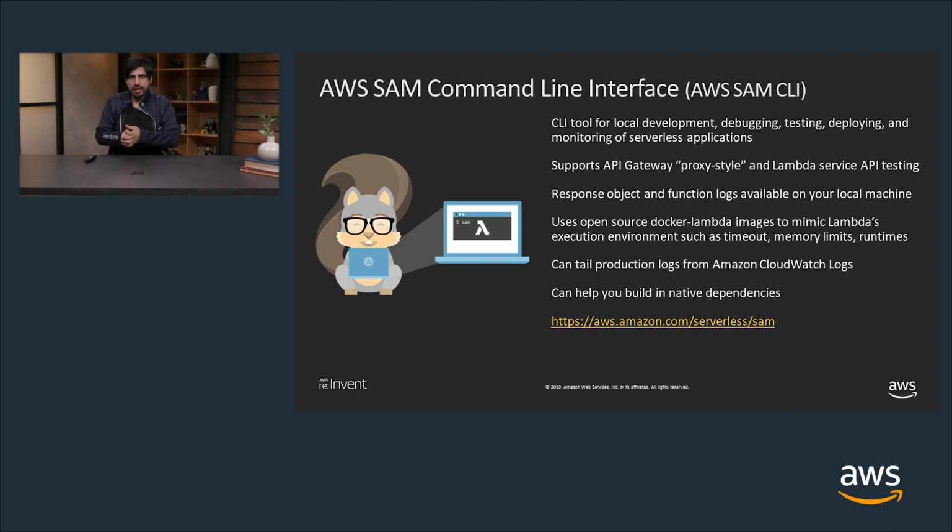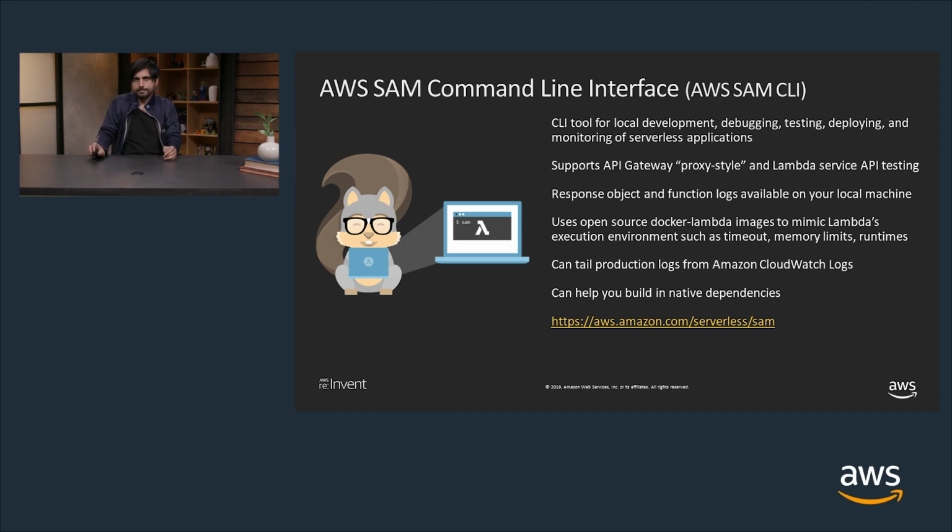And once it's deployed, with the SAM CLI, you can tail those production logs that are occurring in CloudWatch from your function or your application. This also helps you build in native dependencies. So SAM can do quite a bit. It's not just an easy CLI built around CloudFormation. It's making things really more focused towards building serverless applications and being able to test them.